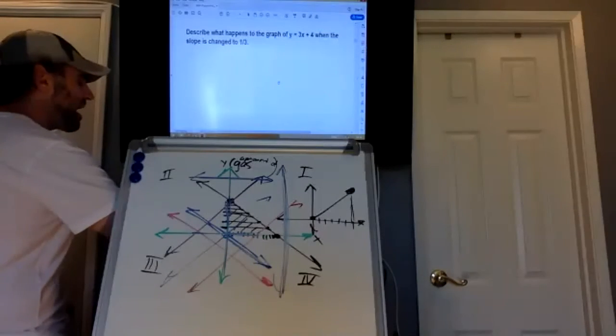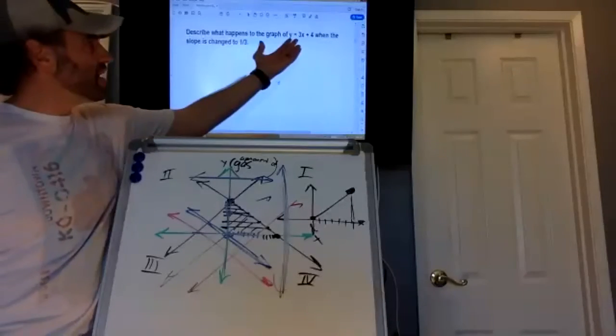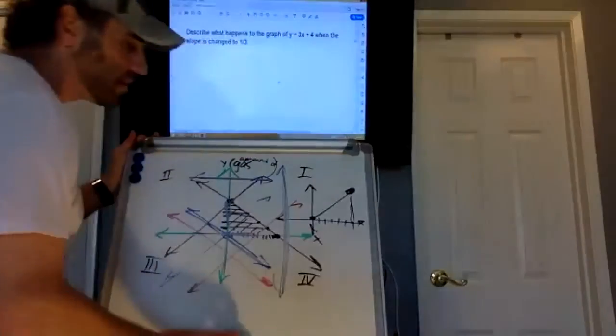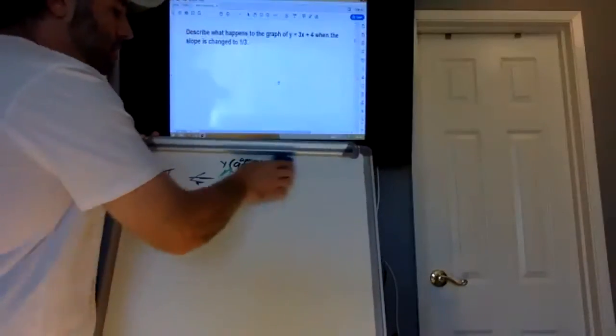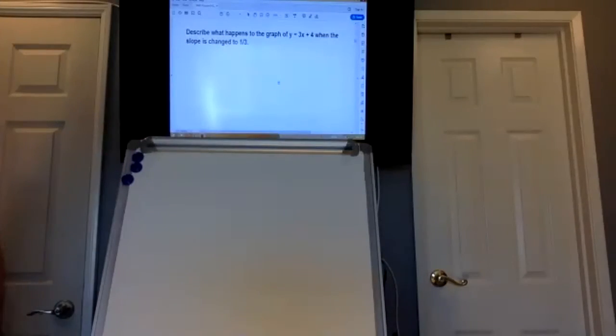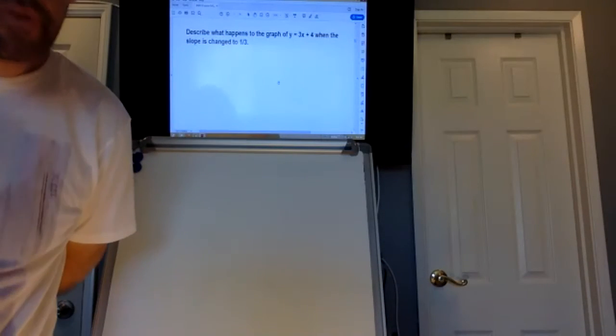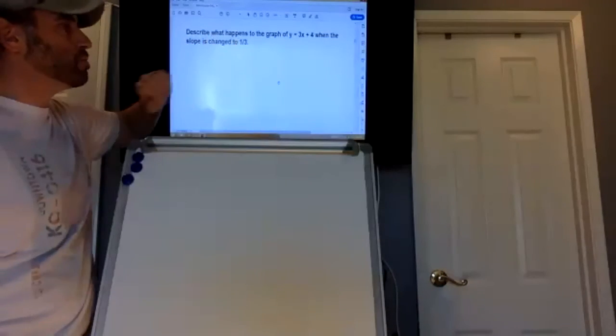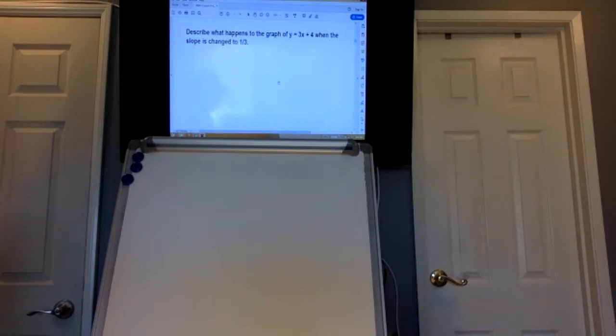All right, describe what happens to the graph of y equals 3x plus 4 when the slope is changed to 1/3 instead. Put it in the chat. This one, you don't have to draw anything. You just answer. You start with y equals 3x plus 4, and the only thing you change is the slope. Change it to 1/3. Now, if you're not sure what happens, graph the 2 different situations and see what happens. But if you already know what's going to happen, just describe it in the chat. It's something you can simply describe in words.